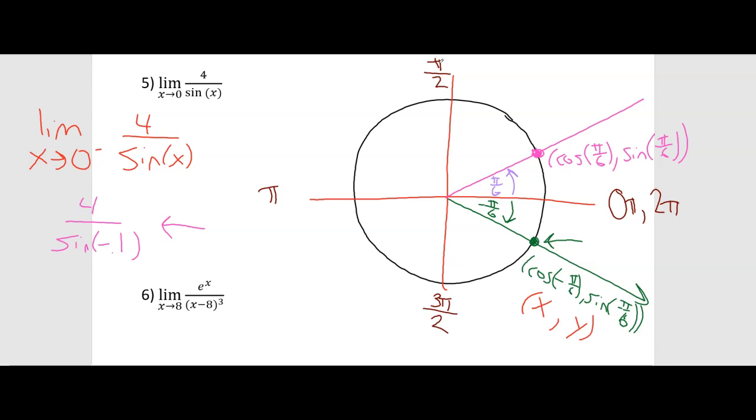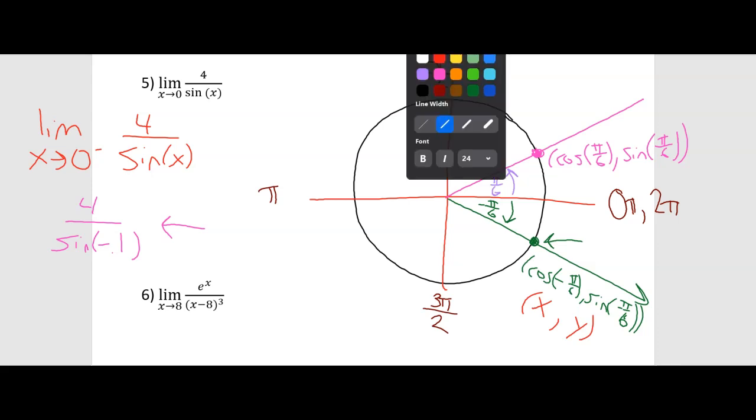Now, since my sine values represent my y values, I'm going to be looking at my y values. And we just said our y values are negative, which means my sine value is also going to be negative. You don't have to know the exact sine value of negative pi over 6. It turns out that it's negative 1/2. But again, if you just know the quadrant, you'd still be able to figure this limit out.